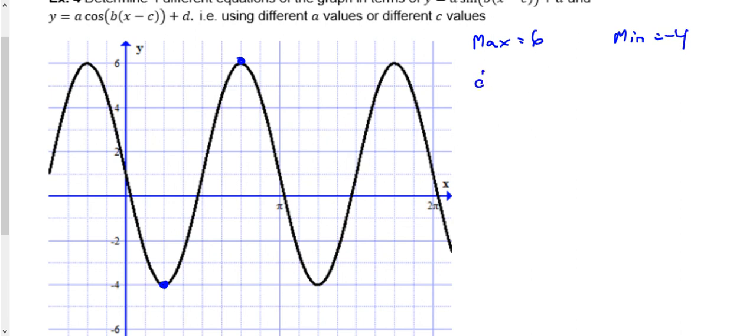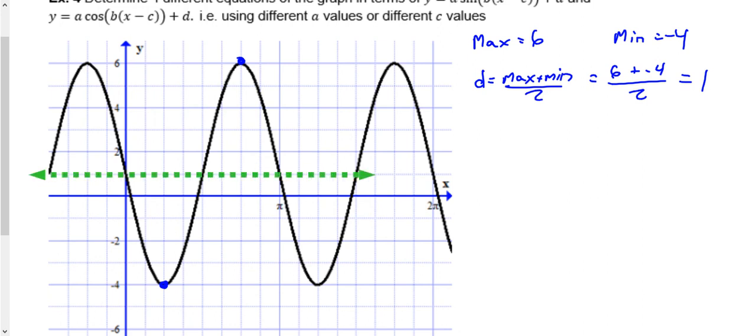Finding displacement is going to be max plus min divided by 2. So let's do that. So we have 6 plus negative 4 divided by 2. So that's 2 over 2, which is ultimately just 1. So right at y equals 1, I'm going to draw in my vertical displacement right away. And there you go. From here, you definitely find your amplitude from the graph or from equation.